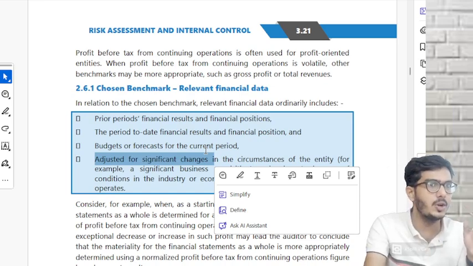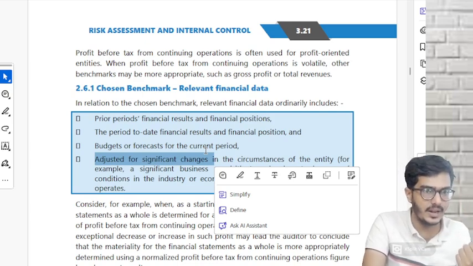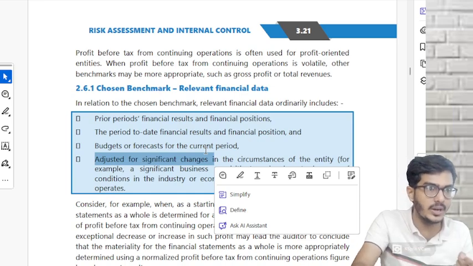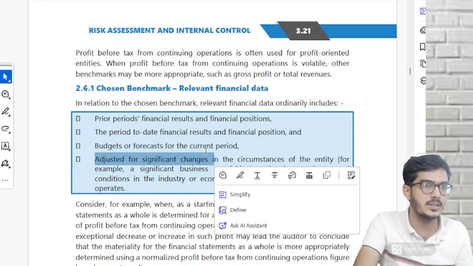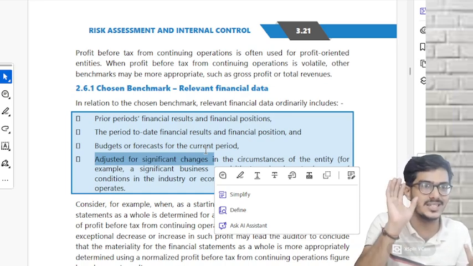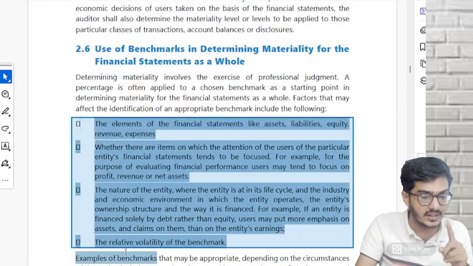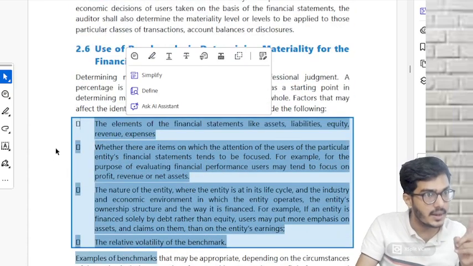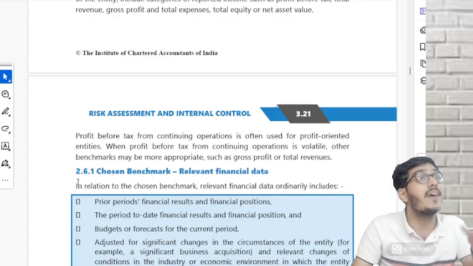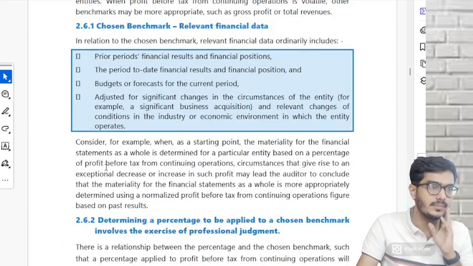This particular question talks about from where we can select the benchmark. You can select it from the prior period FS. You can select it from the period to date FS. You can select it from the budget forecast. You can select it from the prior period FS, but make some plus or minus changes. Understood? Understand the difference properly. These are the factors which you consider while selecting a benchmark. And this is from where you can select the benchmark. Both are mock questions. Understood?